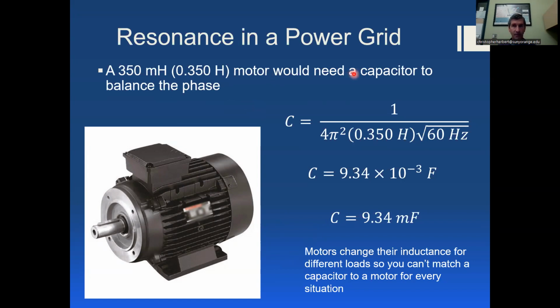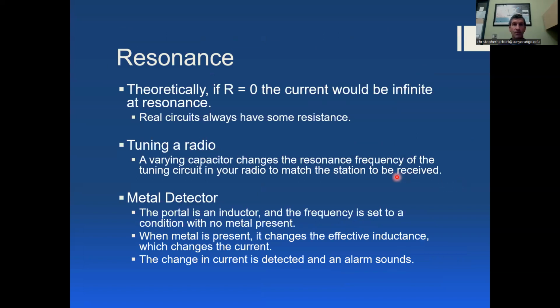What capacitor would I need to balance that phase so I have a power factor equal to 1? Well, again, you can just plug into this equation right here, and we get a fairly small capacitor, 9.34 millifarad capacitors. So again, theoretically, if the resistance is 0 for an AC circuit in resonance, it would go to an infinite current. We know that all practical devices have some resistance to them.